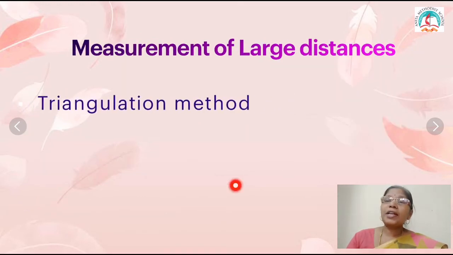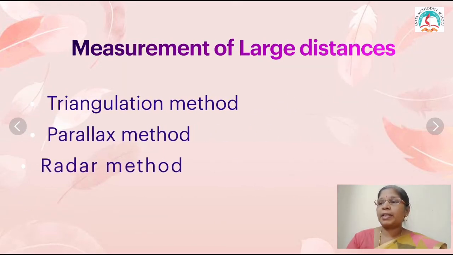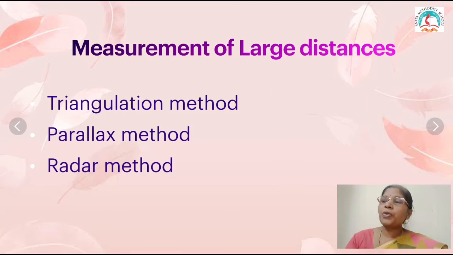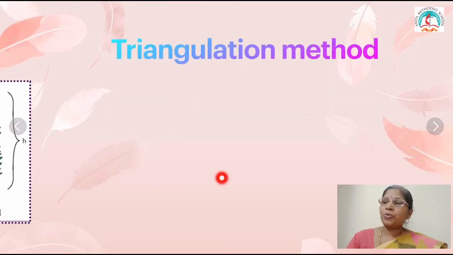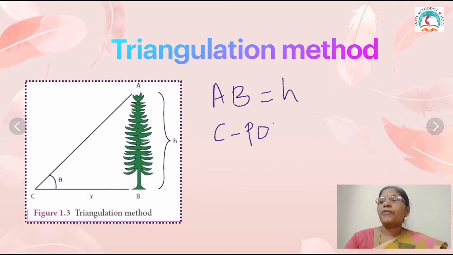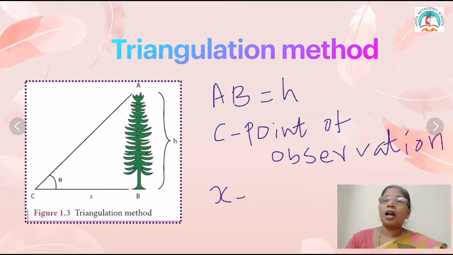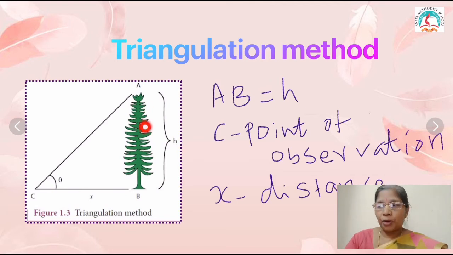Okay, now for measuring large distances, what are the methods you are using? The first one is the triangulation method, the second one is the parallax method, and the third one is the radar method. First, the triangulation method. With the help of the triangulation method, you calculate the height of an object, the height of a tree, or the height of a building.